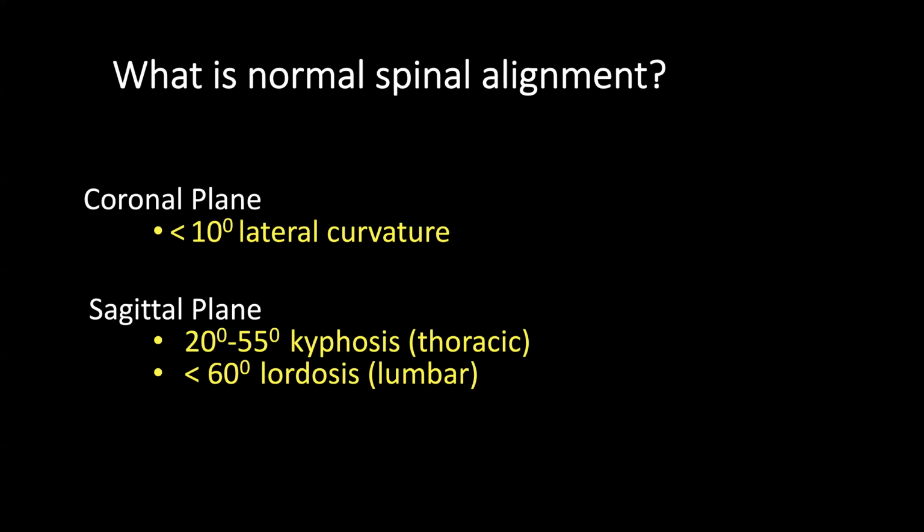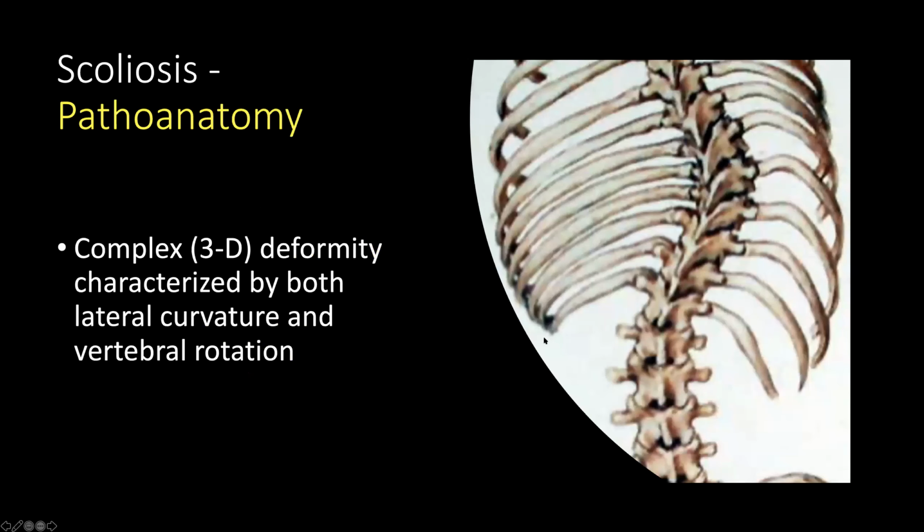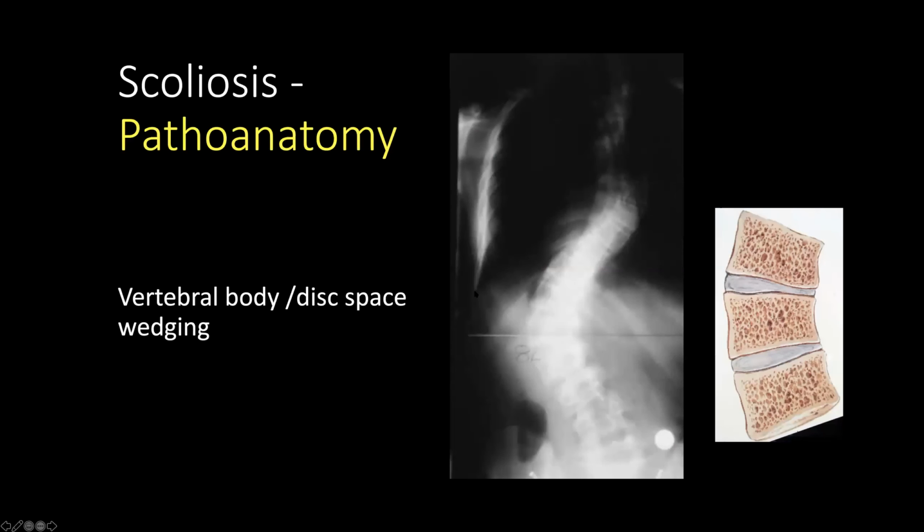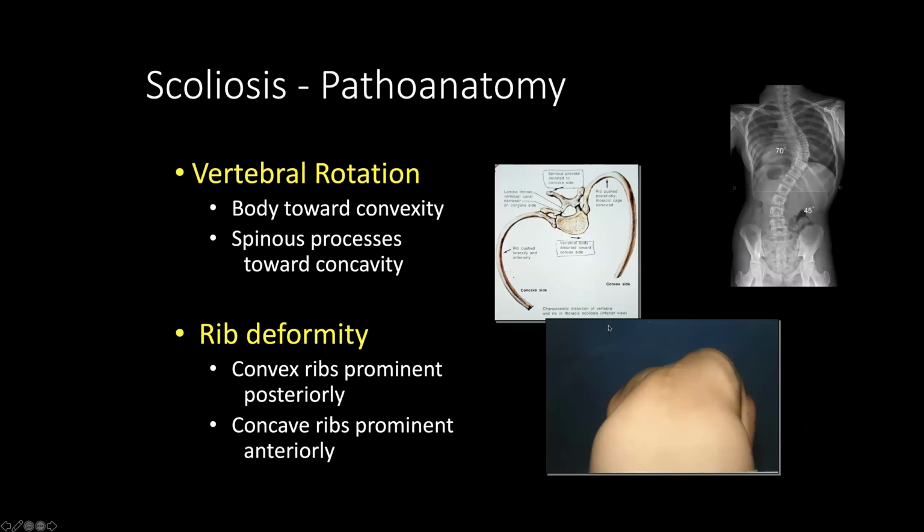Regardless of the etiology of the underlying cause, the pathoanatomy is pretty consistent. It's a complex 3D deformity that's characterized by both lateral curvature and vertebral rotation. The specific pathoanatomy involves wedging eventually of the vertebral body into the disc base, as seen here in this Netter drawing. And then, of course, rotation.